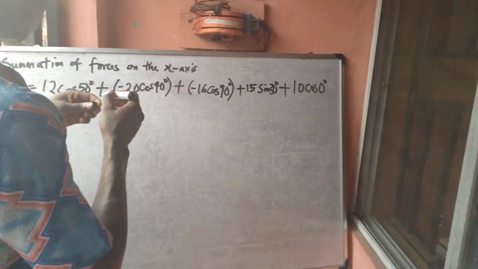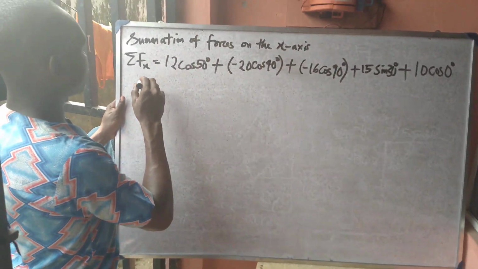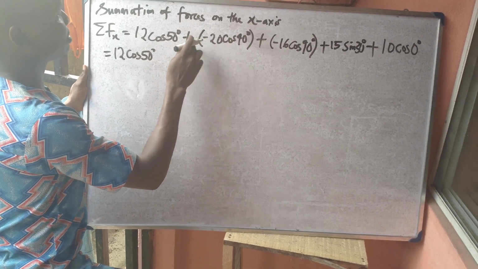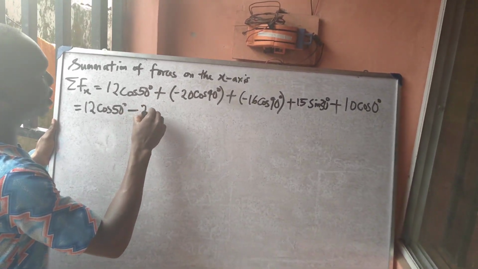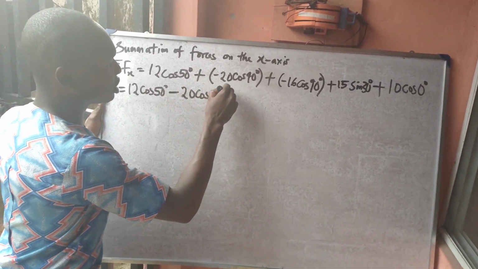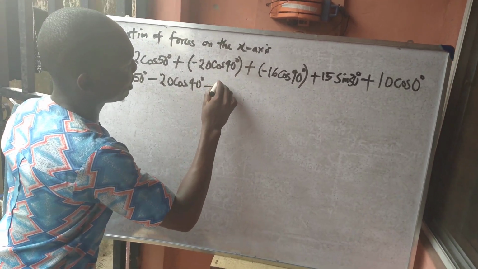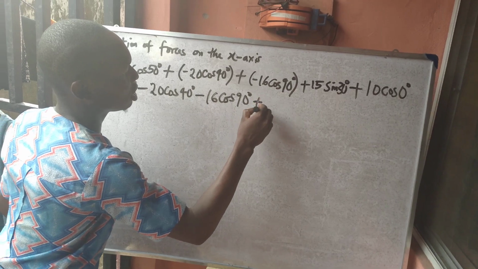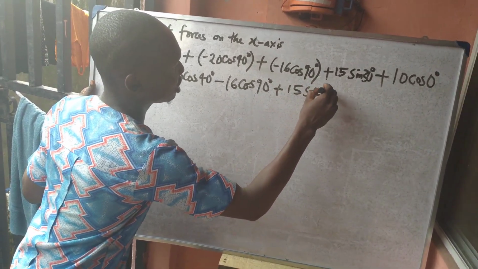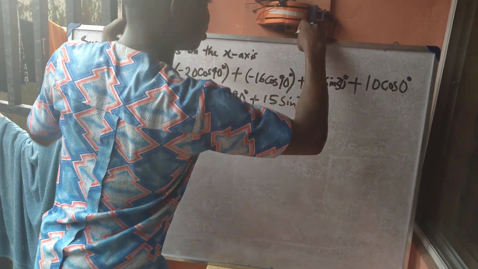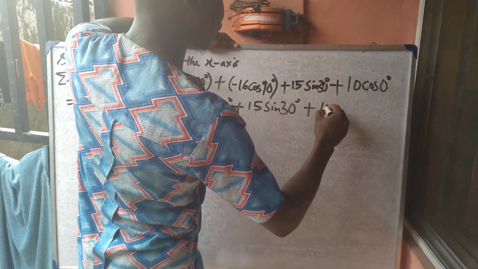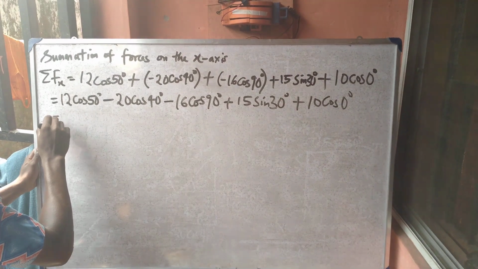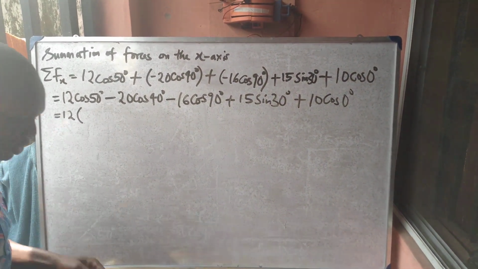Okay, now this then becomes 12 cos 50 degrees, plus times minus is minus, so you have minus 20 cos 40 degrees, plus times minus is minus, you have minus 16 cos 90 degrees plus 15 sine 30 degrees plus 10 cos 0 degrees. So this then will be equal to 12 into bracket cos 50.